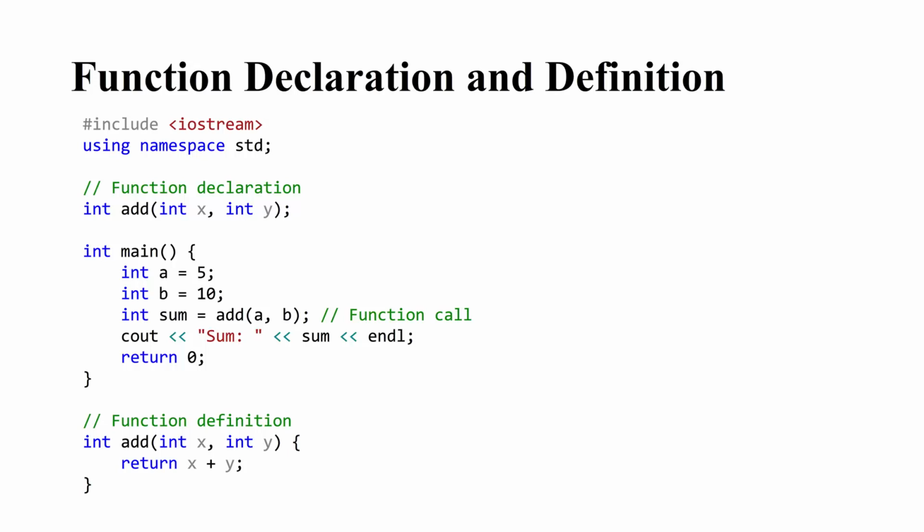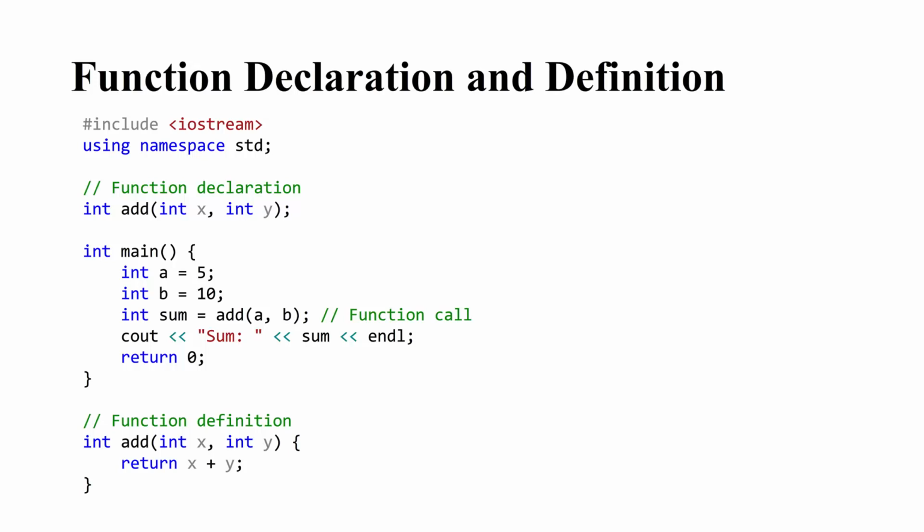Before using a function, you need to declare and define it. The declaration includes the function signature, for example, its return type, the name of the function, and the parameters. The definition contains the actual code that the function executes. This program demonstrates a simple program that uses a function to add two numbers and print the result.